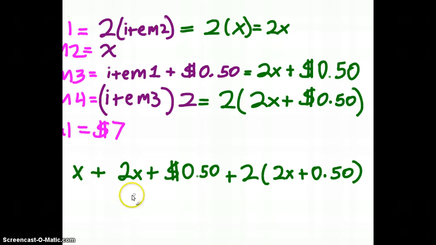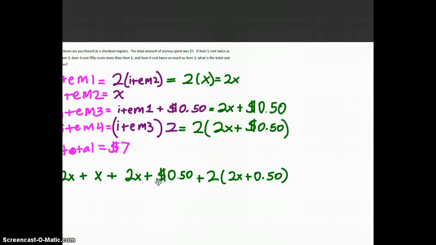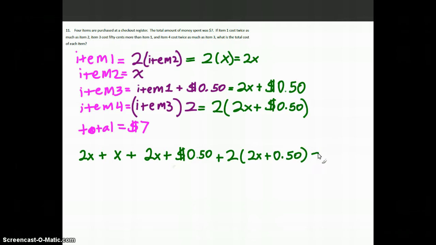We know that if we add all of that up, and I'm going to zoom out just a little bit so that we can see what that looks like, we know that if we add all of that up, we're going to end up getting a grand total of $7.